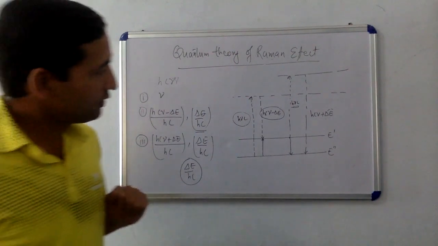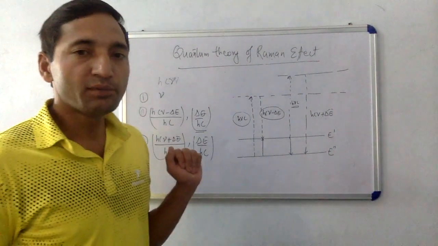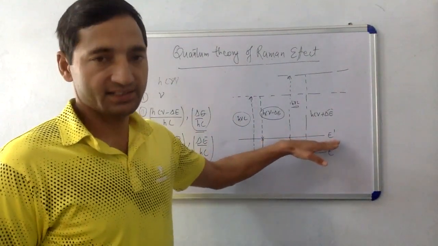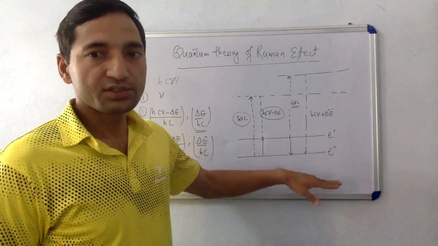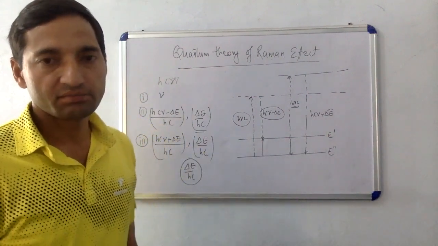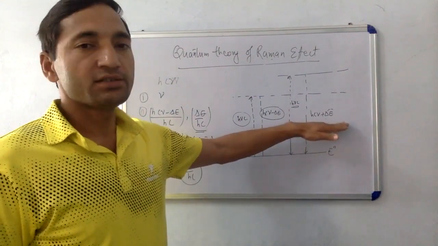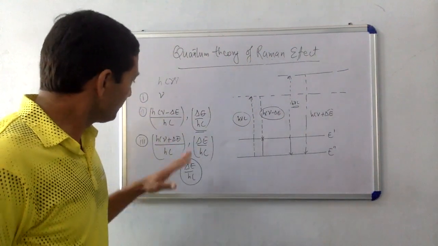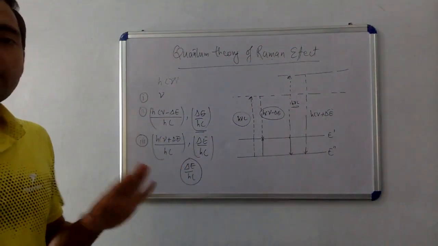Since the number of molecules in the excited state is smaller, these are the two states of the scatterer, and the excited state will have fewer molecules. That is why we are getting the anti-Stokes line weaker.